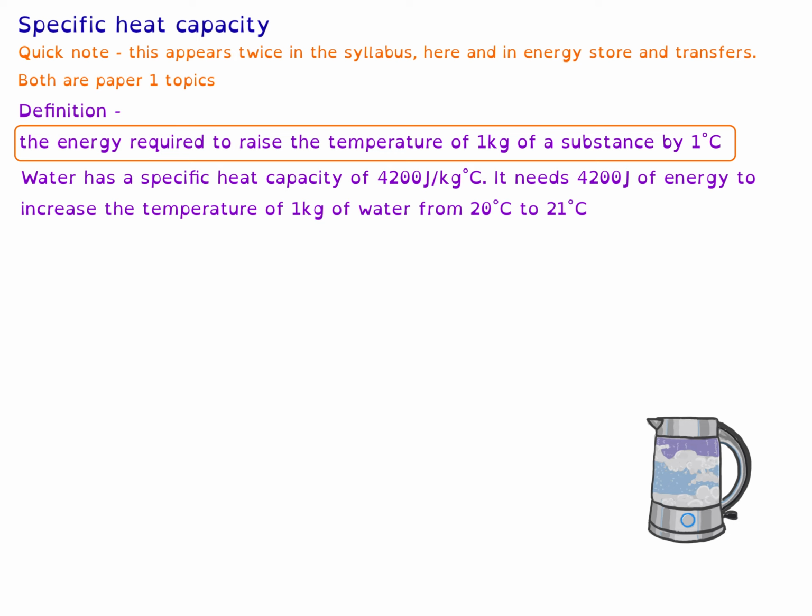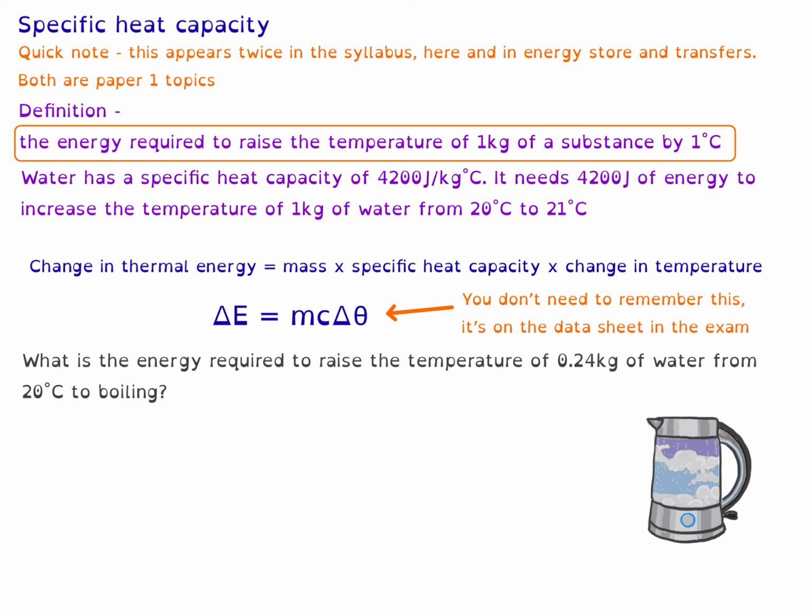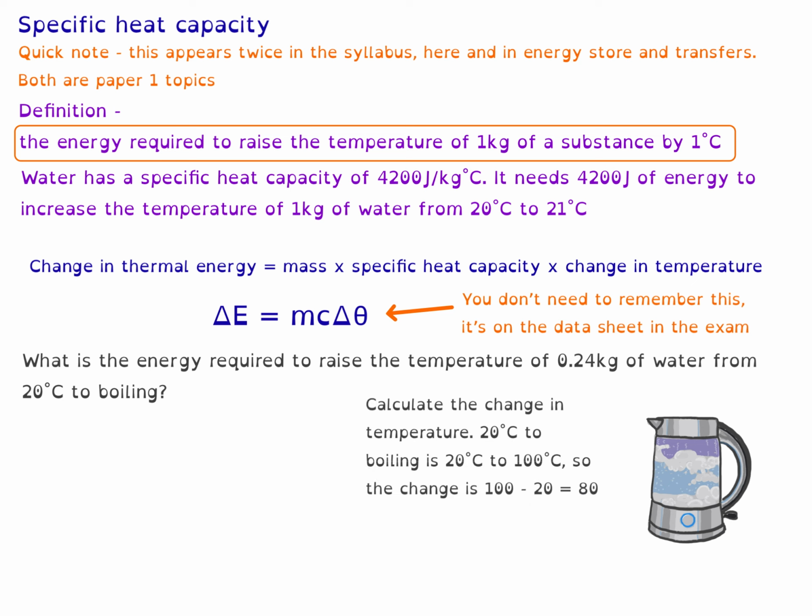To calculate it, the formula is change in thermal energy, ΔE, equals mass, m, times specific heat capacity, c, times the change in temperature, Δθ. And again, you don't need to remember this, it's on the datasheet. What is the energy required to raise the temperature of 0.24 kilograms of water from 20 degrees Celsius to boiling? Well, first of all, let's have a look at the temperature change. 20 degrees Celsius to boiling is really 20 degrees Celsius to 100 degrees Celsius. So the change is 100 minus 20, which gives us 80.